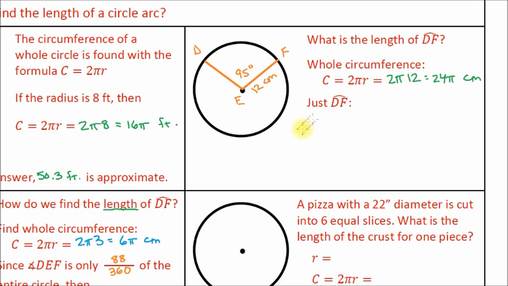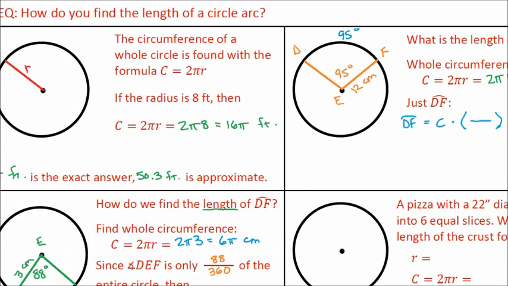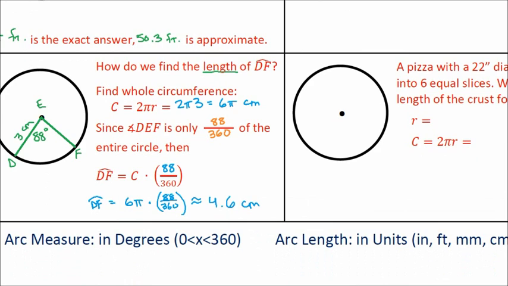It's no problem. I'll change colors here. The length of arc DF is equal to the entire circumference times the part of the circumference that we want to look at. Now think about this again. If the central angle DEF is 95 degrees, then we know that DF is also 95 degrees. And in fact, we could have labeled over here, class, just so we don't forget, that if DEF was 88, then we know that DF is 88 degrees out of a total of 360. So same thing here.